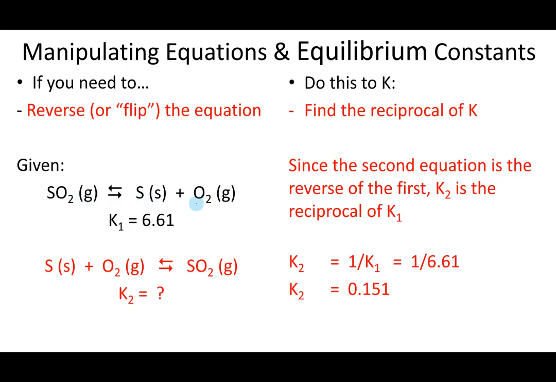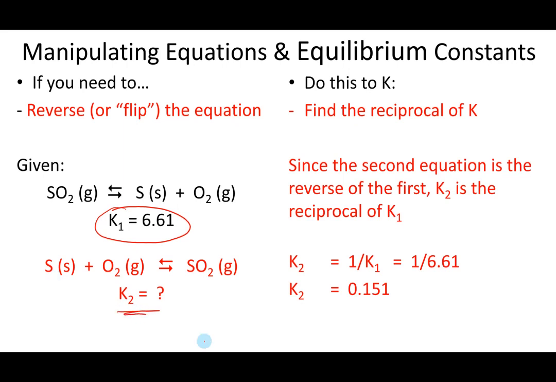In any case, we're not looking at the expression here so much as at the K value they've given us, 6.61 for that reaction. Below it in red, you see the same equation, but flipped. Reactants are now products and products are reactants; sulfur and oxygen are becoming sulfur dioxide. How do we find the K value for that reaction just having flipped it over?